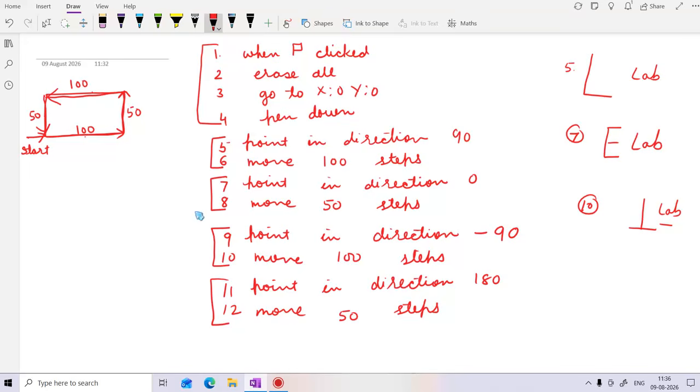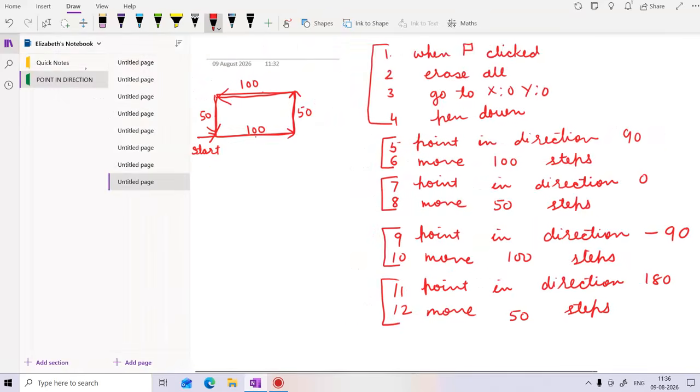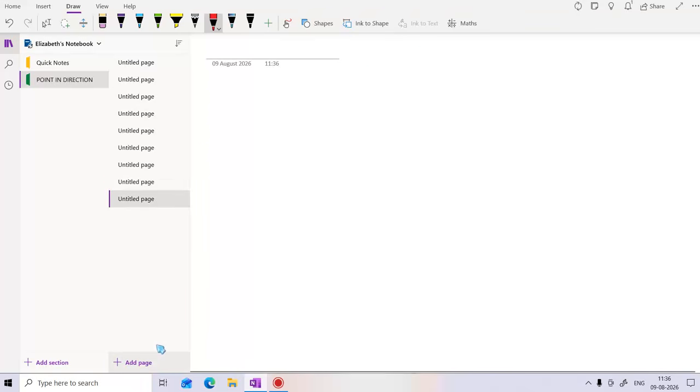Alright, so now let's go for the next one. Let's see what is the next figure. Alright, so we are going to take T now. In this I'm giving the start position here. This one I'm taking 100, this I'm taking 50, and this one also I'm taking 50. So we have to start from here, so I'll write down start.